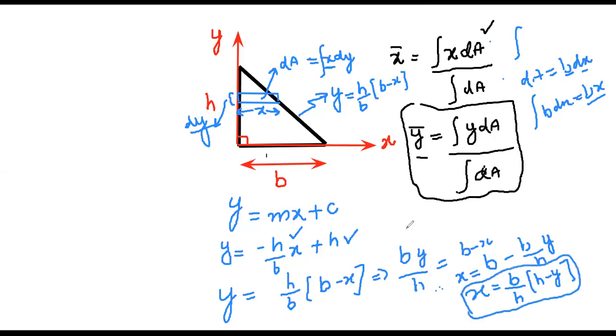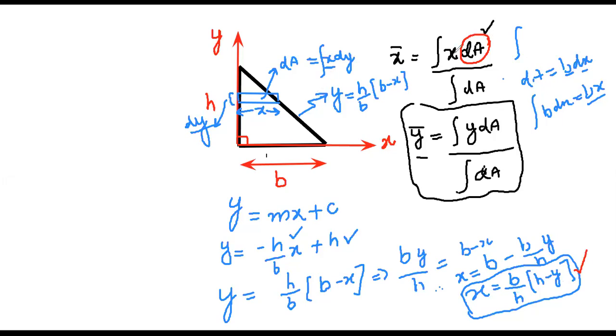So if we substitute in this equation x in terms of y, we will substitute b by h into h minus y, and do integration with respect to y, then we can perform this integration. Number two is, when we had to find the centroid of any figure, first of all, we have found dA. Our dA is equal to integral x dy, and we know x is b by h into h minus y. If we substitute this value of x, we will get x in terms of y, then this integration can be performed. Okay, we are done with dA.